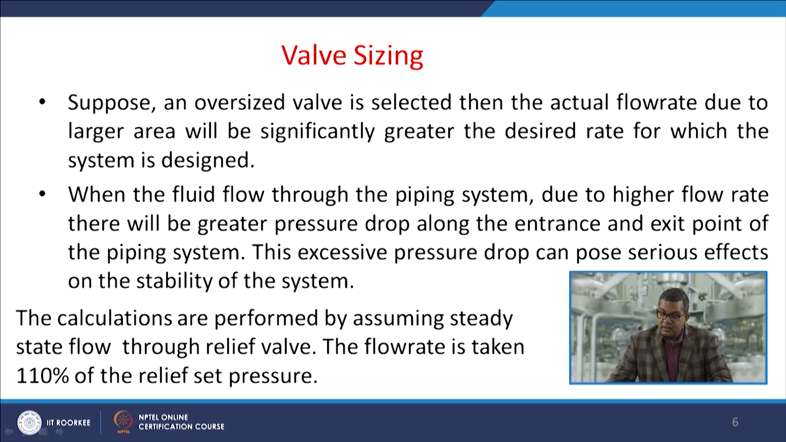Now let us say an oversized valve is selected. Then the actual flow rate due to the larger area will be significantly greater than the desired rate for which the system is designed. When the fluid flows through the piping system at a higher flow rate, there will be a greater pressure drop between the entrance and exit points of the piping system. This excessive pressure drop can seriously affect the stability of the system. Usually the calculations we have discussed are performed by assuming steady state flow through the relief valve, and the flow rate is taken at 10% of the relief set pressure.